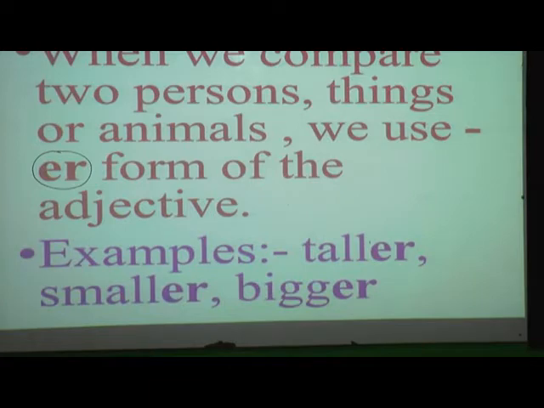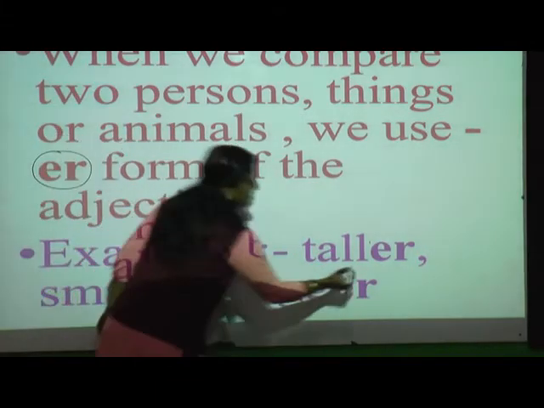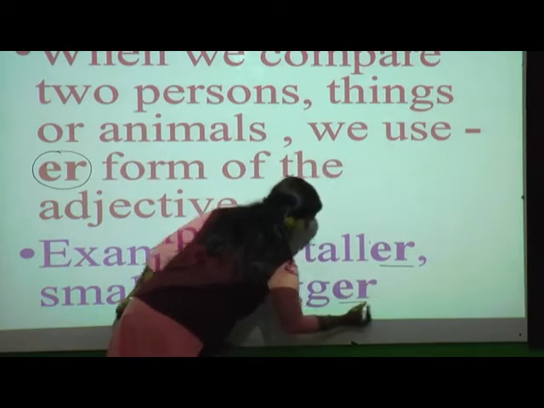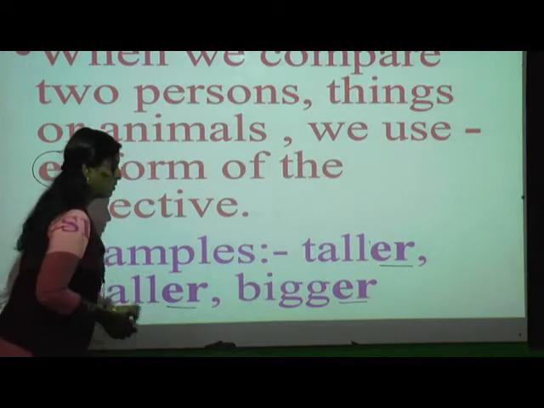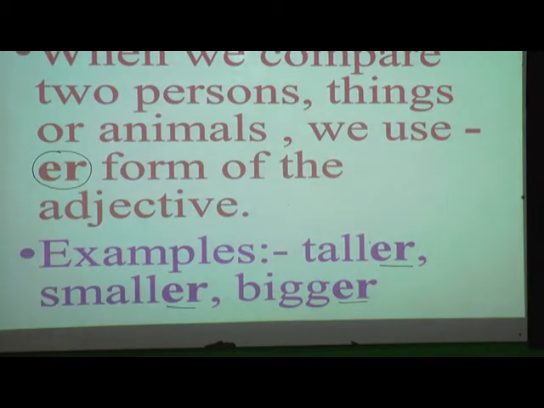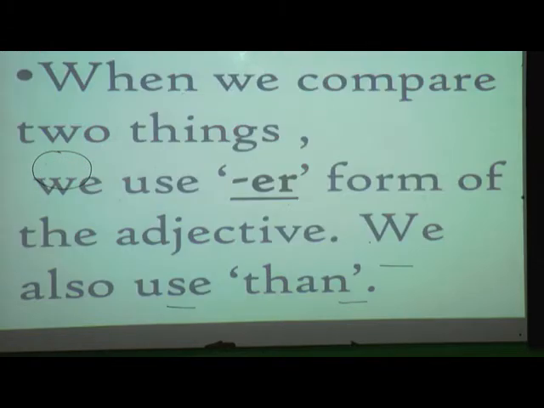Examples? Yes, taller, smaller, bigger. Can you see here, students? Taller, bigger, smaller. Okay, taller, smaller and bigger. So when we are comparing two persons, things or animals, what do we have to add to the original form of the adjective? Er. This you have to keep in your mind.